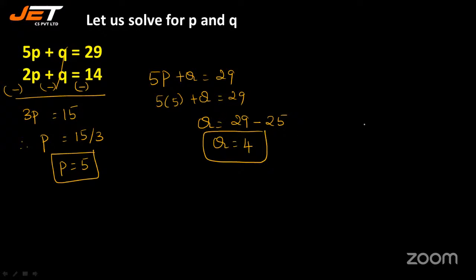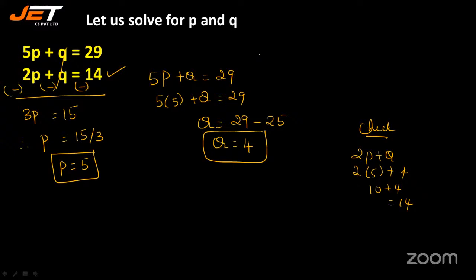So you can just do the checking. How do you do the checking? In any one equation, 2p plus q. So 2 into p plus q. So 10 plus 4 is 14. So that is only your answer here. So our answer to the equation is correct.